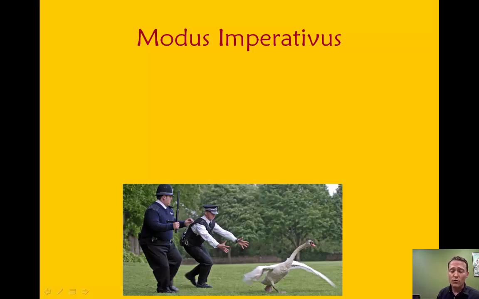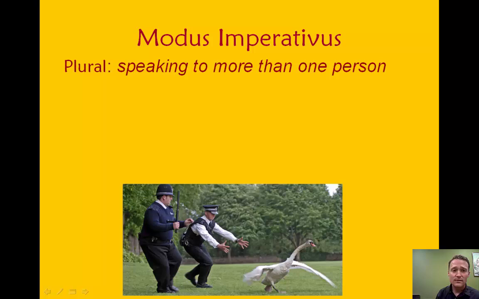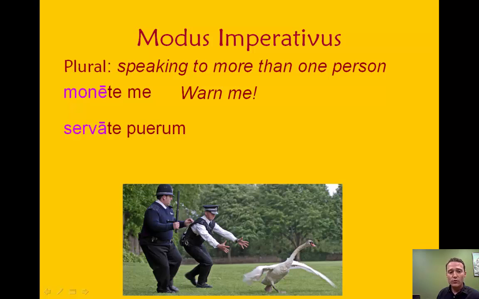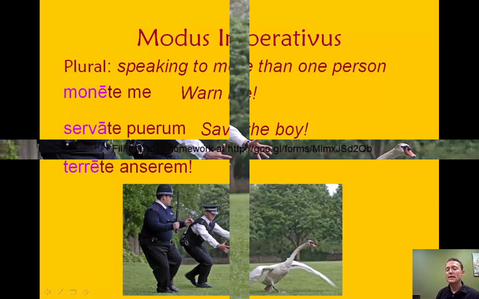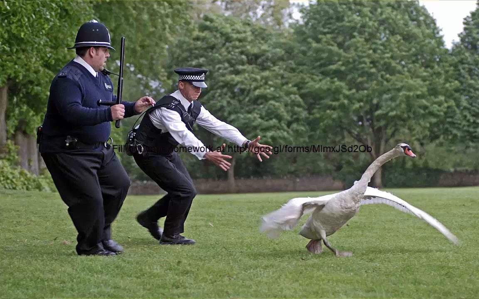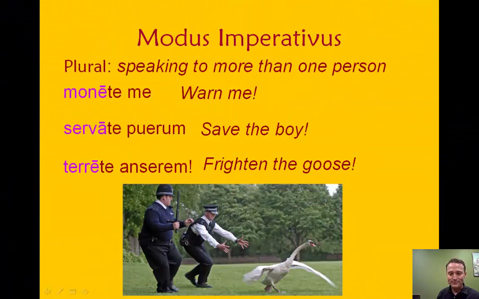But what if I have more than one person I need to talk to? So we use the plural because you need a change in number if you have a change in the number of addressees. So if I want all of you to warn me, I'd say monete me. Warn me. Notice that in English the translation's the same because we don't make a distinction between singular and plural in English for the imperative. Servate puerum. This boy is going to need a lot of help, so all of you have to pitch in. Save the boy. All of you, save the boy. Terete anserem. It is a big goose. We're going to need extra help for them. So terete anserem. Frighten the goose.